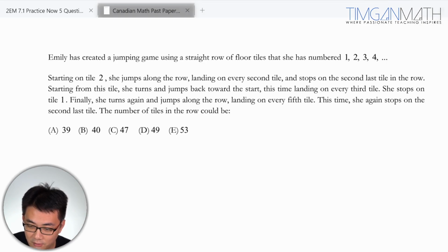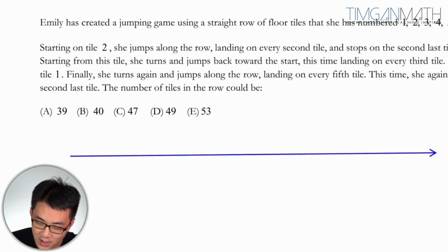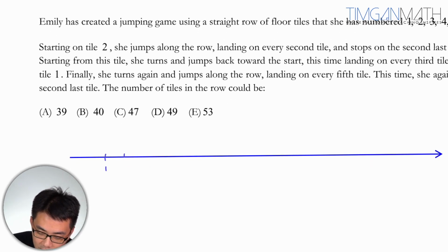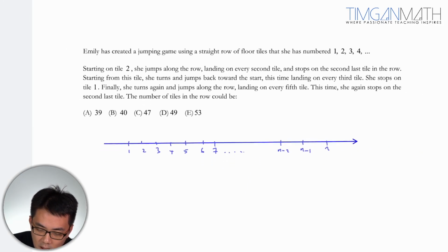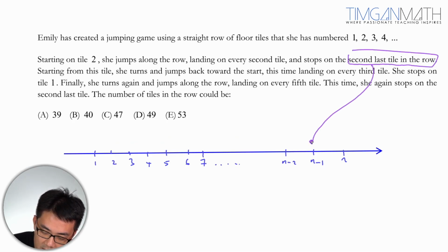So we are starting on tile 2. I'm going to start 1, 2, then we have 3, 4, 5, 6, 7, and so on, until we have, let's say, n-2, n-1, and n. The reason why I know it will end on the end is because it says it stops on the second last tile in the row. So the second last tile in the row would be this tile here. So she's starting on tile 2, meaning she starts from here.